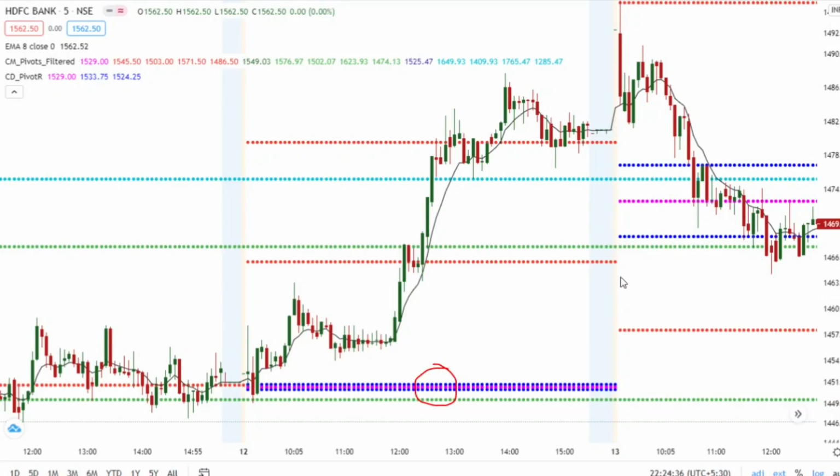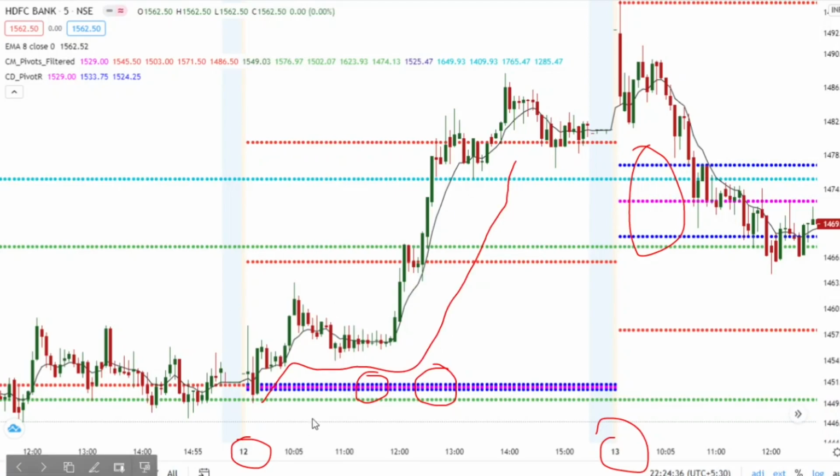You can see here the next day, the 13th, and this is the example of the 12th. On the 13th, CPR was a little bit wide, that is medium CPR. On the 12th, CPR was very narrow, and you can see how price moved in one direction. So this is how narrow CPR works. Whenever you see a narrow CPR, you can understand there might be a trending day today.